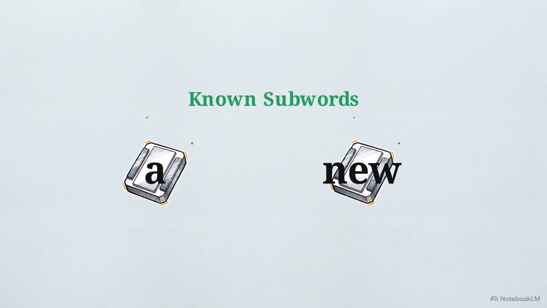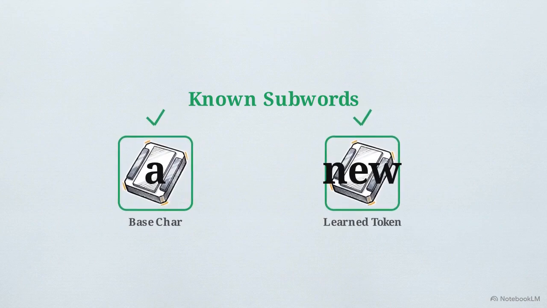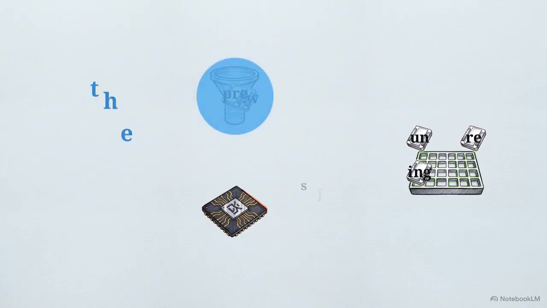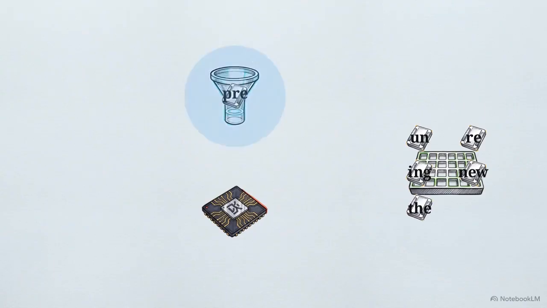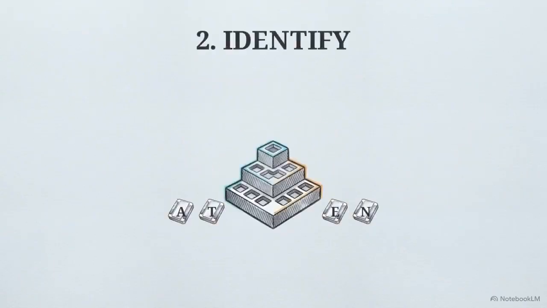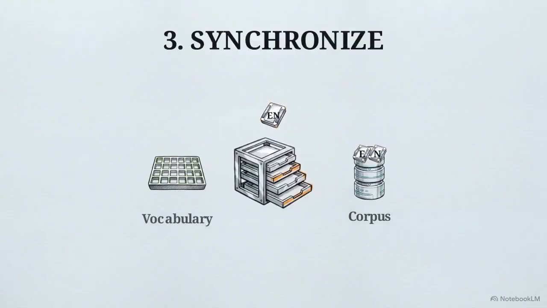It segments the word into the base character A and the learned token new. By building from individual characters up to words and prefixes, BPE provides the model with the necessary components to process any text it encounters. Split to characters, count frequent pairs, and always update both the text and the vocabulary.